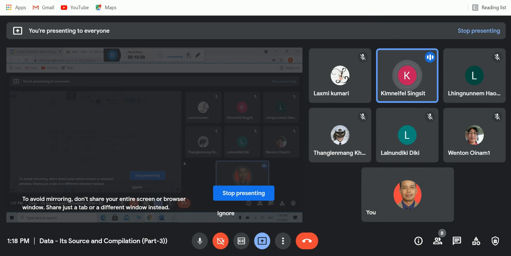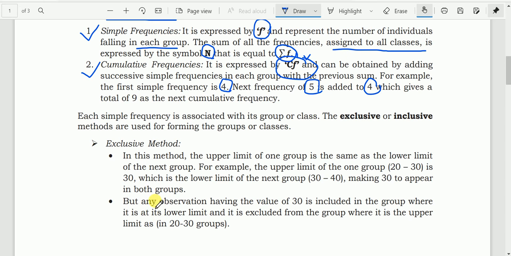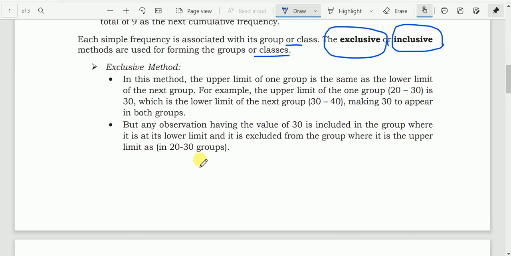Yes, sir. Okay, then see, each simple frequency is associated with a group or class, as we discussed earlier, and we have two types of classes: exclusive and inclusive methods or classes. So what are the exclusive methods of classification, and what are the inclusive methods of classification? Let us see. So this is about the exclusive method.